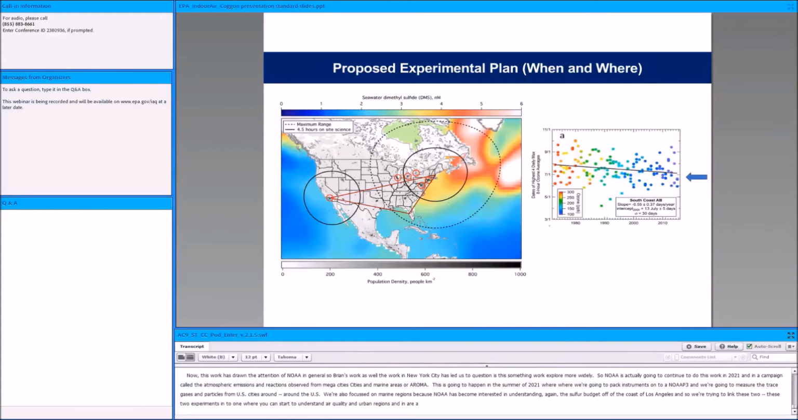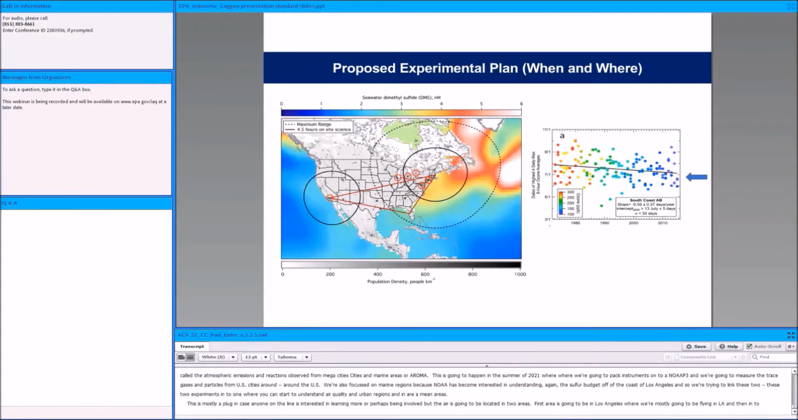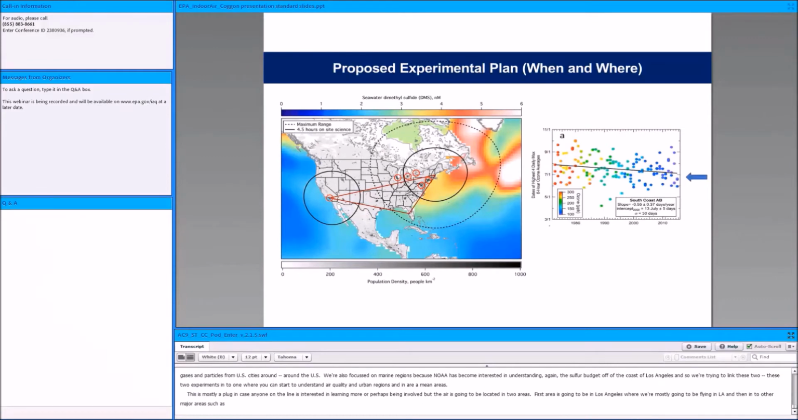This is mostly a plug in case anyone on the line is interested in learning more or perhaps being involved. But the aircraft's going to be located in two areas. First area is going to be in Los Angeles, where we're mostly going to be flying in LA, and then to other major areas such as San Francisco. We'll also be stationed out of Portsmouth, New Hampshire. Shown here, these circles show the range of the P3.